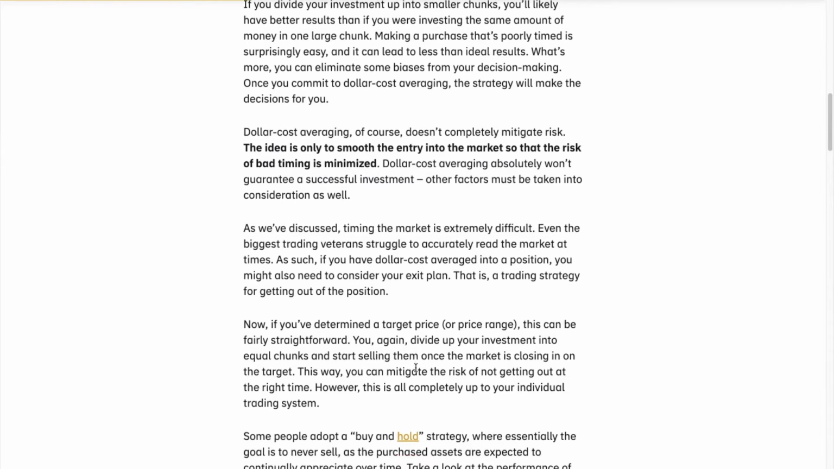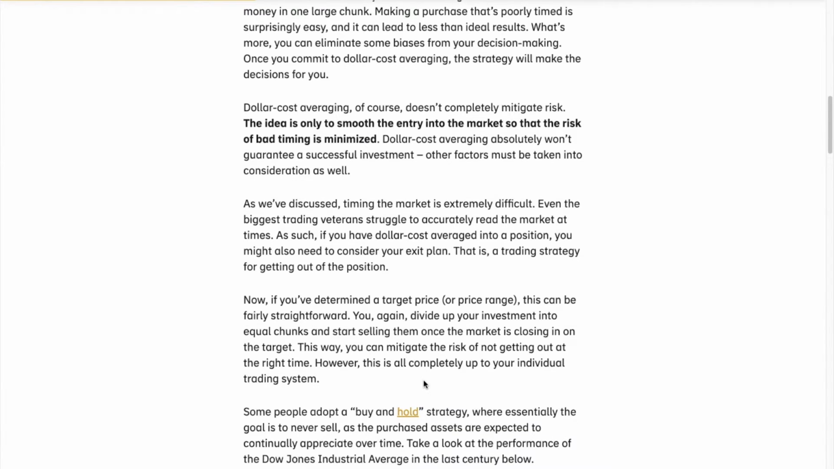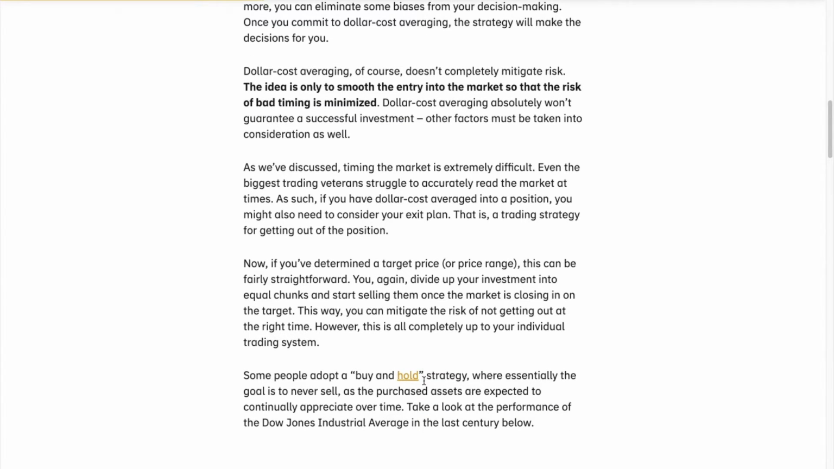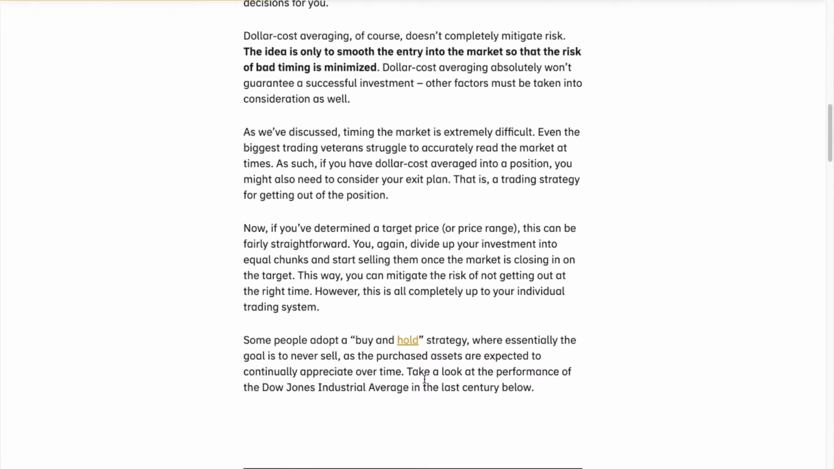Now, as we've discussed so far through Chapter 1, timing the market is extremely difficult. Even the biggest trading veterans struggle to accurately read the market at times. As such, if you have dollar cost averaged into a position, you might also need to consider your exit plan. That is, a trading strategy for getting out of your position.